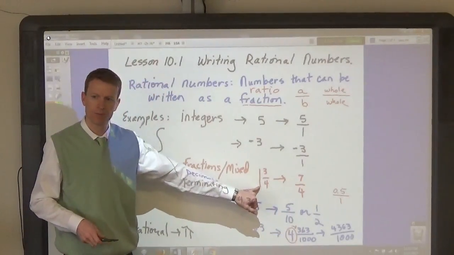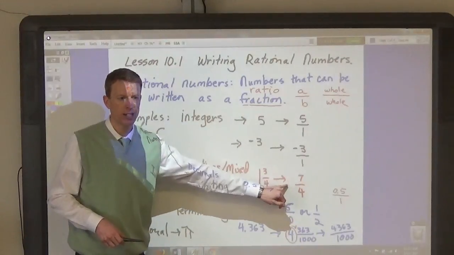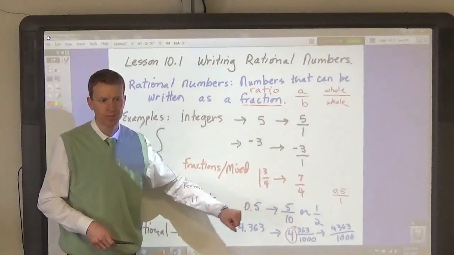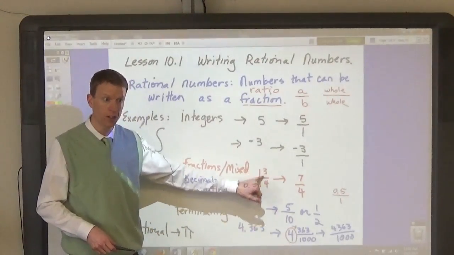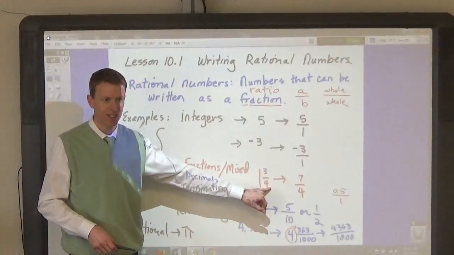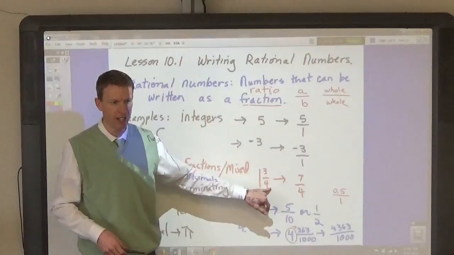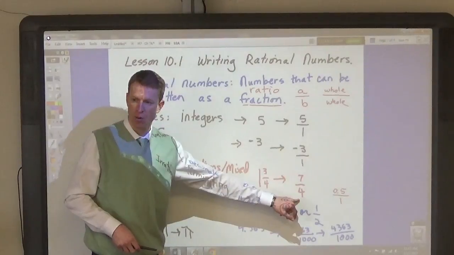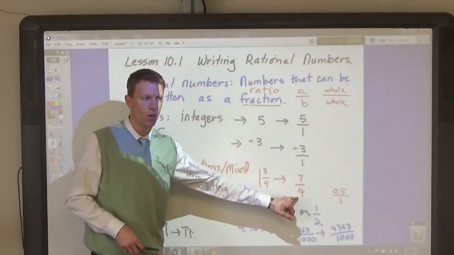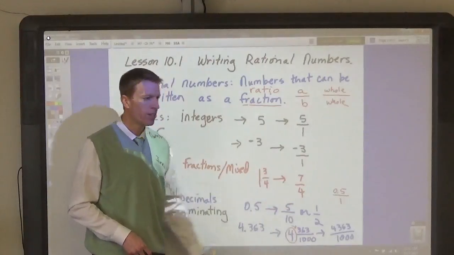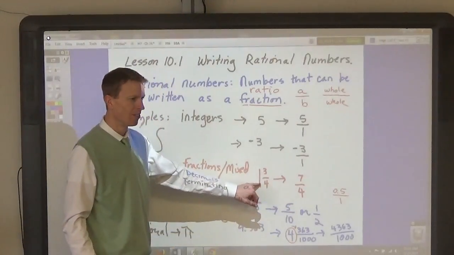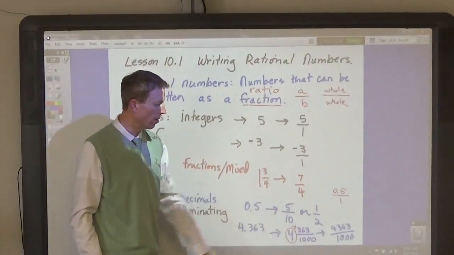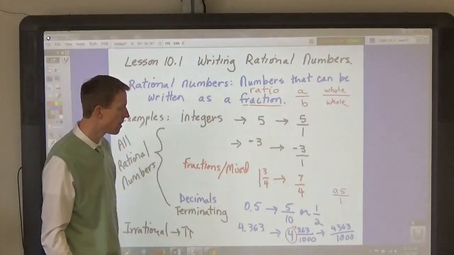So if it's a mixed number, how do you change it to a top-heavy fraction again? Danny? The whole number times the bottom number. That's called the denominator. Plus the numerator. And then write that answer over the what? Over the same denominator. Sophie? Right? So the denominator is 4. And so you write the answer over 4. Yep.